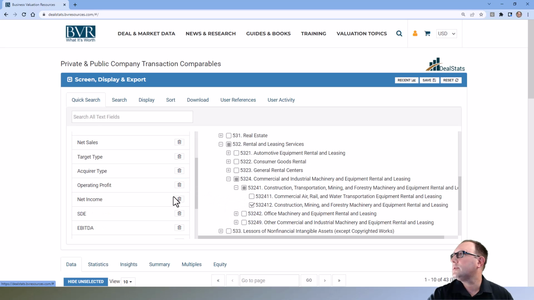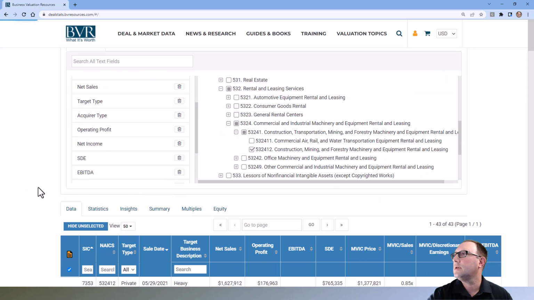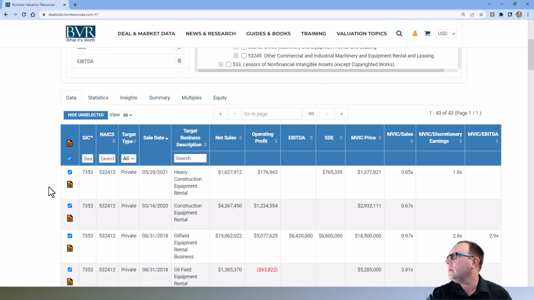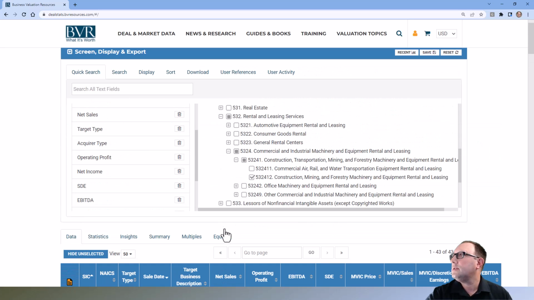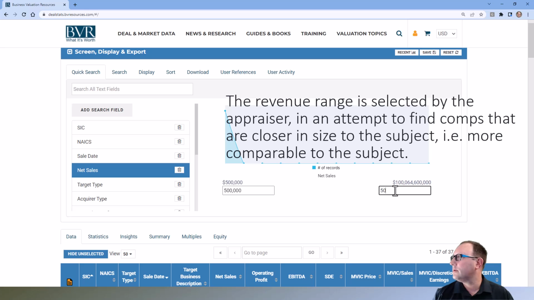Okay, so let's scroll down here. I have 43 of these still. I'm going to change the view to 50. I want to see all 50 on a page. Okay, the revenue range, quite high. Let's narrow this. 43 is quite a few comps. Let's say net sales. The one that I'm pulling data for has $1.2 million in revenues. Let's look at 500,000 to, let's go 5 million.